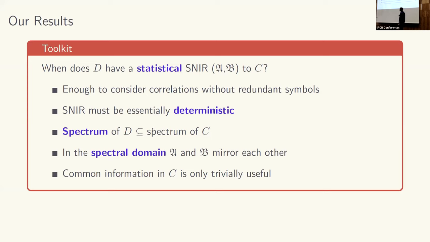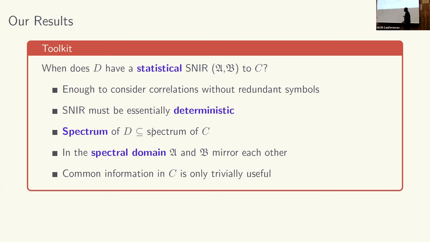In this setting, we show that it's sufficient to look at correlations without any redundant symbols. By this, we mean that two symbols on Alice's side in the correlation are said to be redundant if, conditioned on both these symbols, the output at Bob looks the same. So it's easy to argue that we can merge or split redundant symbols in pre and post processing without any concerns about security. So we can essentially settle for looking at only correlations without redundant symbols.